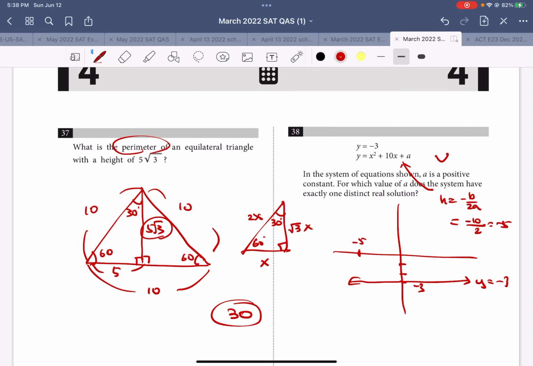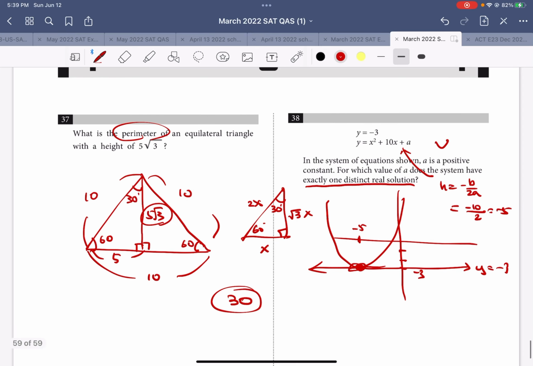And then it said exactly one real solution. So real solution means their intersection. So how are you going to draw one real solution? It should touch here, right? So the graph looks like this. Okay, so then it'll touch here. So then you're going to have only one real solution. Okay, graphically that's what it meant. Now, what is the a value then? So to find the intersection, I'm going to set them equal to each other. So x squared plus 10x plus a equals negative 3.